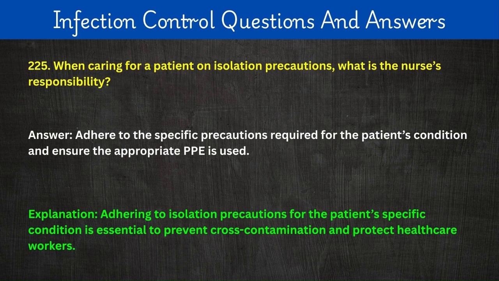225. When caring for a patient on isolation precautions, what is the nurse's responsibility? Answer: adhere to the specific precautions required for the patient's condition and ensure the appropriate PPE is used. Explanation: adhering to isolation precautions for the patient's specific condition is essential to prevent cross-contamination and protect healthcare workers.